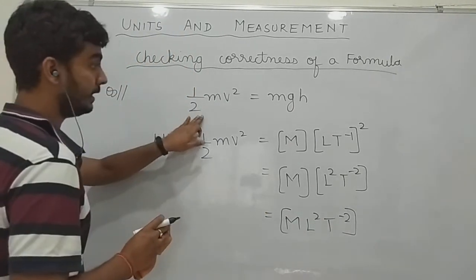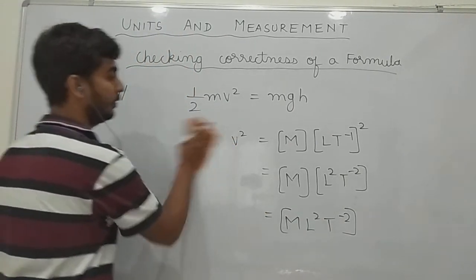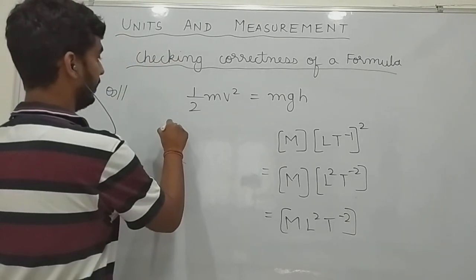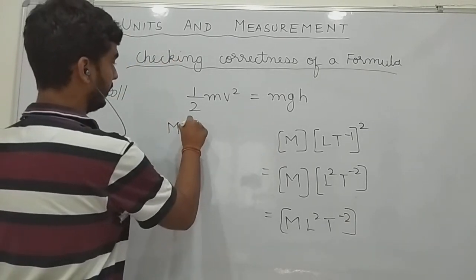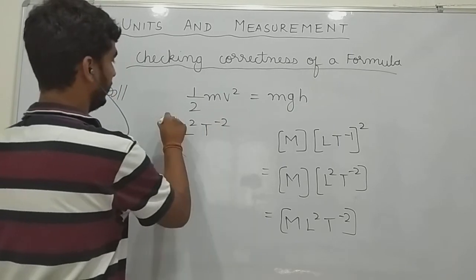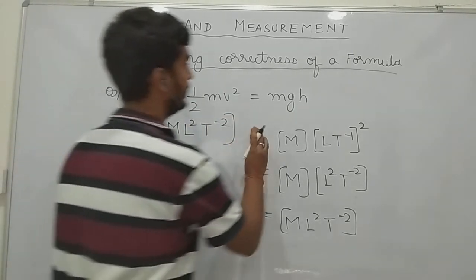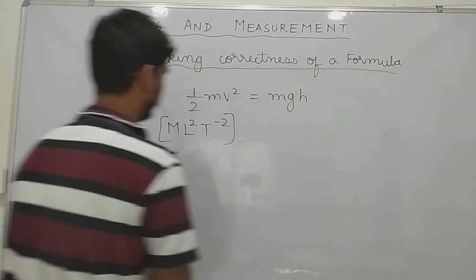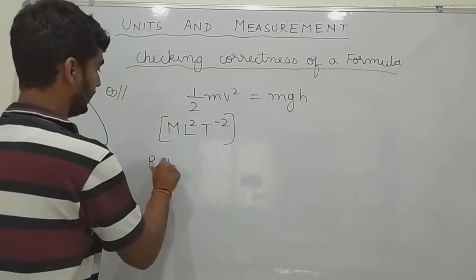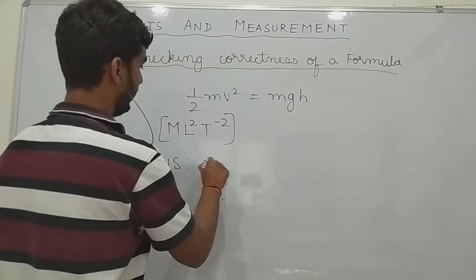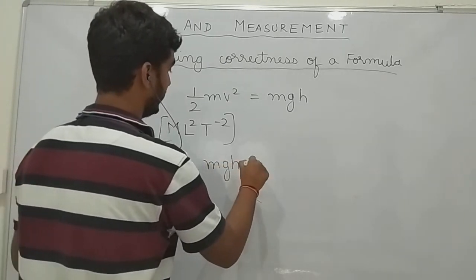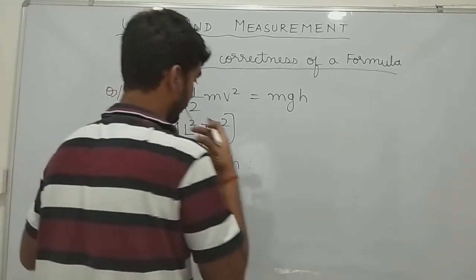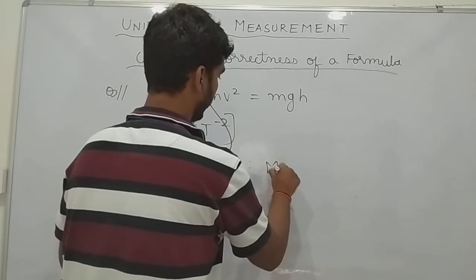Let us write below this. So the dimension of LHS is M L square T minus 2. Now we will find the dimensions of RHS. Now let us find the dimension of the right hand side. So the RHS is mgh. Now what is the dimension for mass? The dimension for mass will be M.